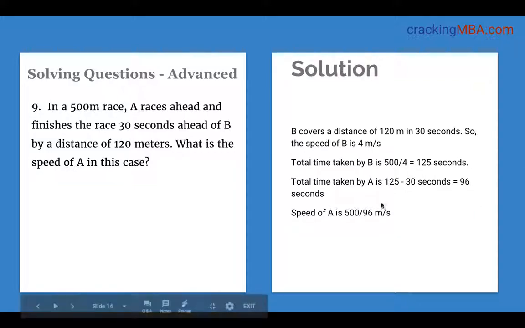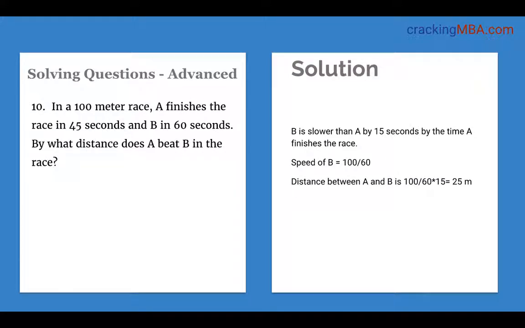Now, we know that A takes 30 seconds less than B to complete this race, because that is what we are given: 30 seconds ahead of B. So the total time taken by A is 95 seconds to complete the entire race, and hence the speed of A is 500 by 95 meters per second. So this is how we solve this question without having too many equations. Now let's look at another type of question.